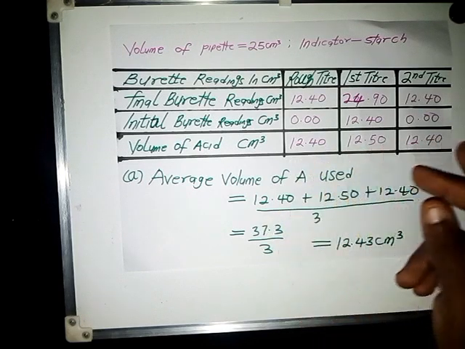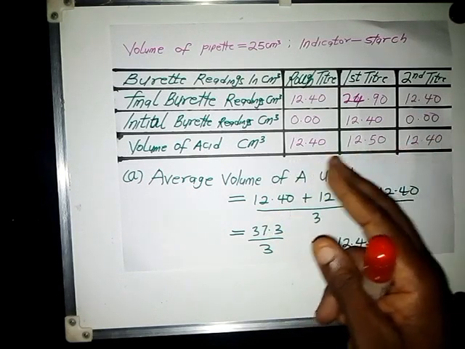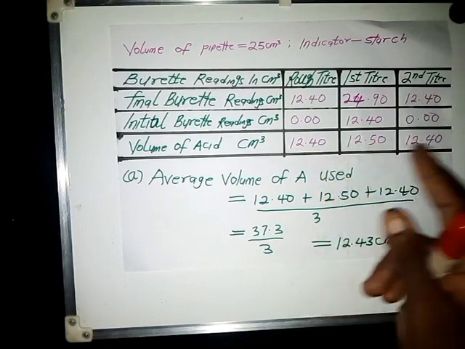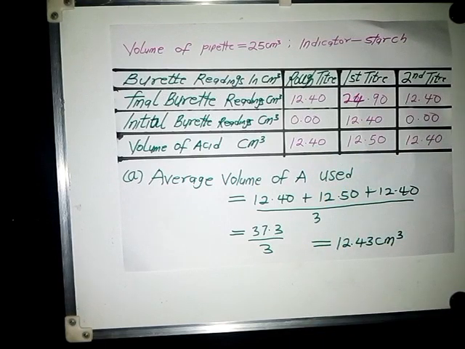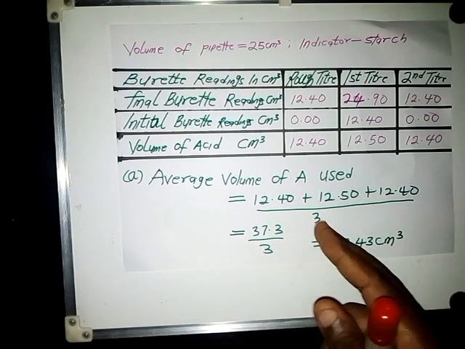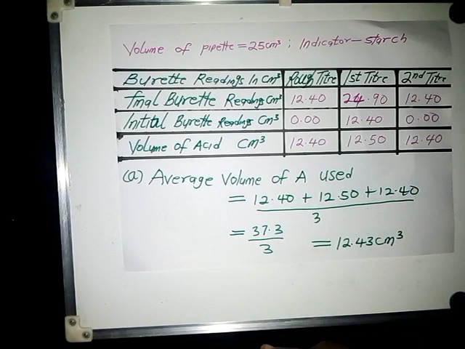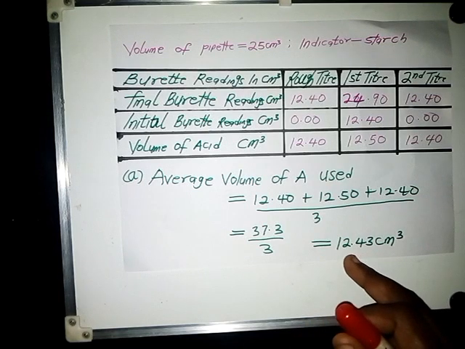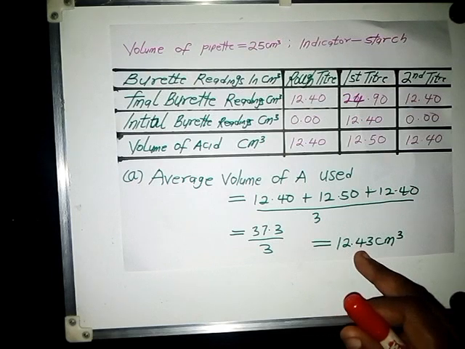you can use these 3 values because the difference between each of these values is not more than 0.2. If it's more than 0.2, you can't use it. That means you have to run more. So as usual, you add the 3 together, divide by 3, then you get the volume of acid used, which here I'm using 12.43.